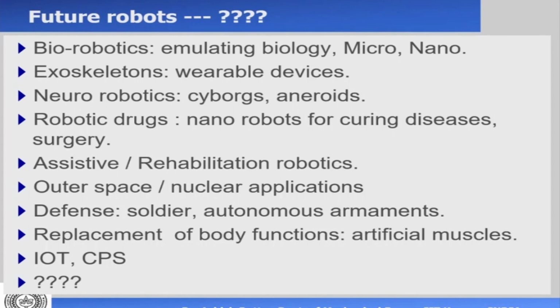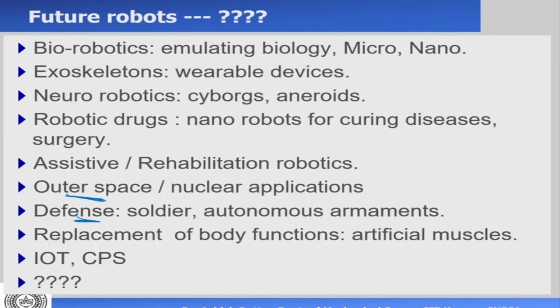For example, biorobotics, emulating biology in the nano and the micro domain, exoskeletons, wearable devices which can be worn to augment strength and endurance, neurorobotics, androids, cyborgs, robotic drugs, nanorobots for curing disease, surgery, assistive rehabilitation robotics, outer space, nuclear. So outer space and nuclear has always been there because human beings cannot go there. Okay, so they always require robots.